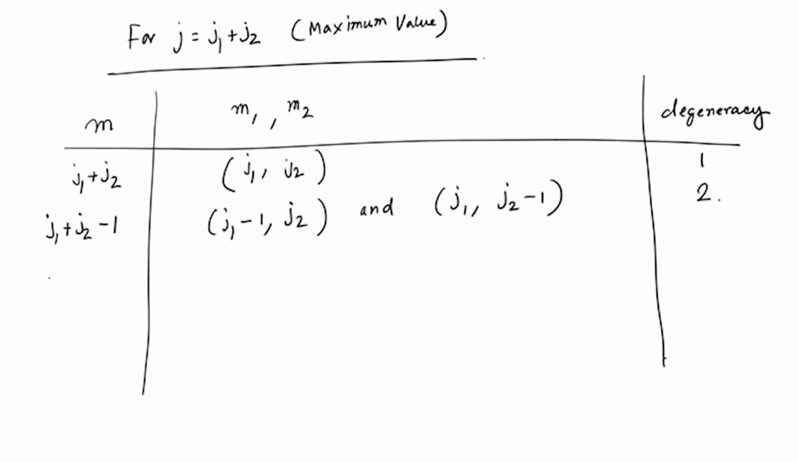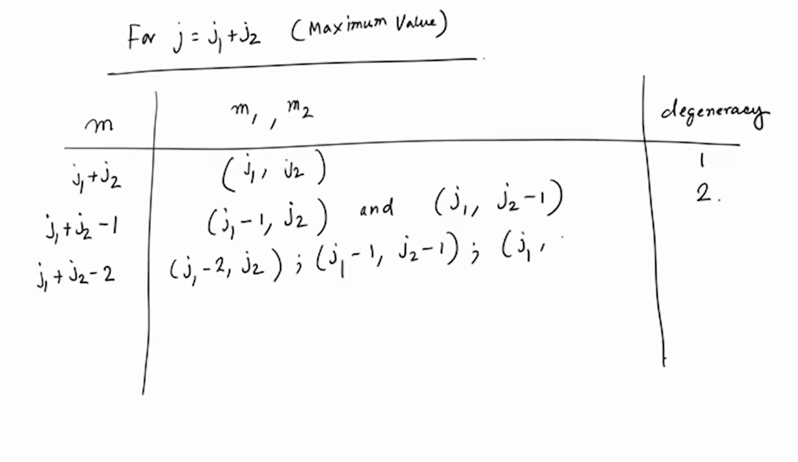Let me show you the next one, which is j1 plus j2 minus 2. This can be formed in three ways: you can have j1 minus 2 and j2, j1 minus 1 and j2 minus 1, and j1 and j2 minus 2. So there are three ways of doing this.